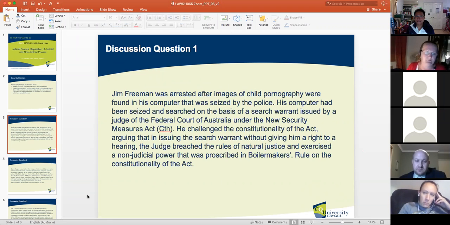Jim Freeman was arrested after images of child pornography were found in his computer that was seized by the police. His computer had been seized and searched on the basis of a search warrant issued by the judge of the Federal Court of Australia under the new Security Measures Act Commonwealth. He challenged the constitutionality of the Act, arguing that in issuing the search warrant without giving him a right to hearing, the judge breached the rules of natural justice and exercised a non-judicial power that was proscribed in Boilermakers' rule on the constitutionality of the Act.